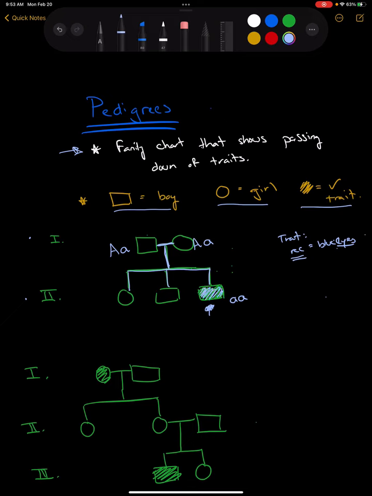Now, if I look at his siblings, they're not shaded in, so I know they have to have at least a big A. Do I know the other letter? I don't, because they could have either been 2 big A's, one from dad, one from mom, or they could have gotten a big letter from one of the parents and a little letter from the other. But that's kind of how you interpret a pedigree: you just see who has the trait, and then you can kind of work backwards and forwards as far as what their genotypes are.